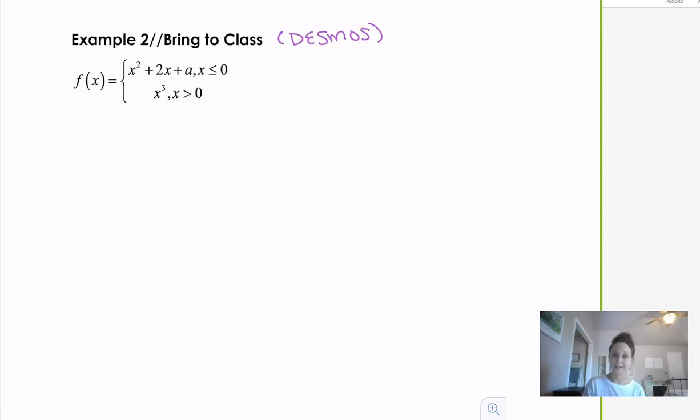All right, for example 2, I'd like for you to try this one on your own and bring it to class. I am going to force a pause on your screen. That is going to give you a DESWS link again to see if you want to work with it graphically first, but make sure you also show me algebraically how you're getting that value of a.